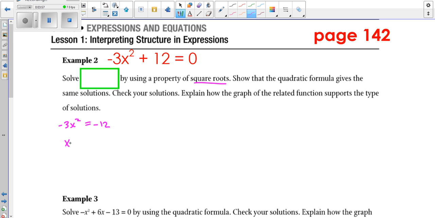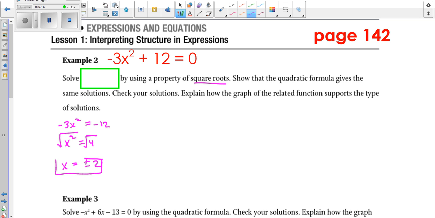We're going to divide both sides by negative 3, so we get positive 4. We're going to take the square root of both sides, and we get that x equals plus and minus 2. Remember, there are 2 solutions. So show that the quadratic formula gives the same solution.